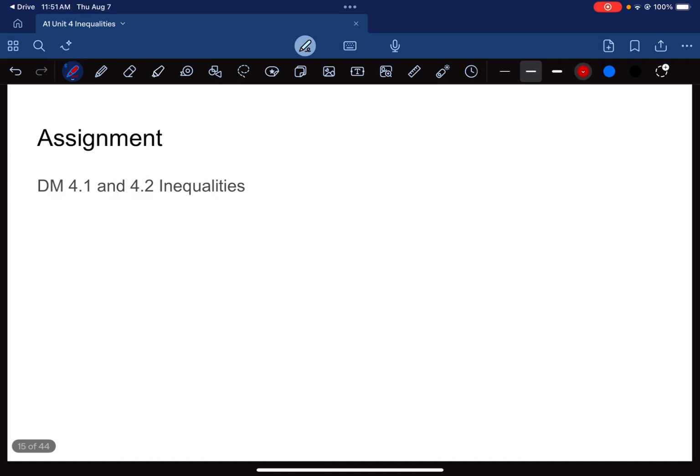Okay, so you can work on Delta Math. There's Skill 4.1 you can start with if you choose, or you can go ahead on to the next lesson, and then you'll be able to do 4.1 and 4.2, both of those skills.